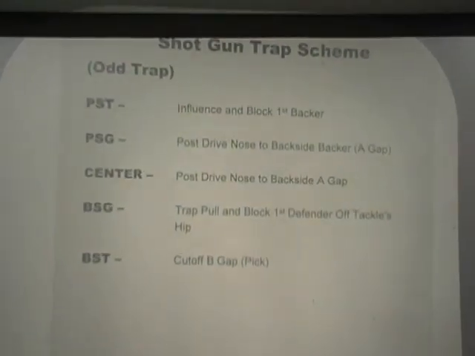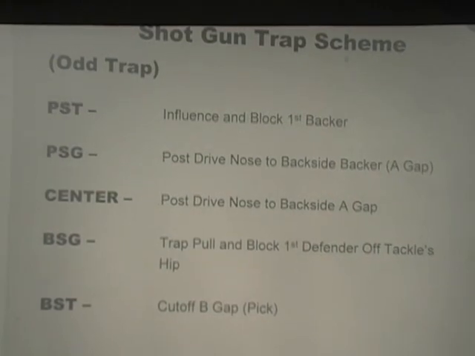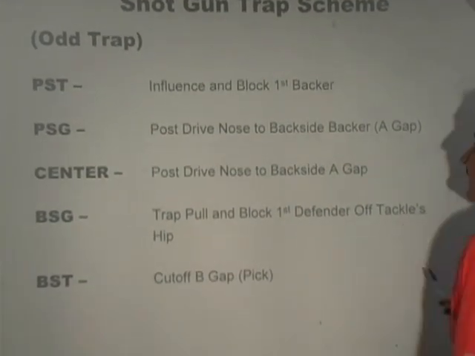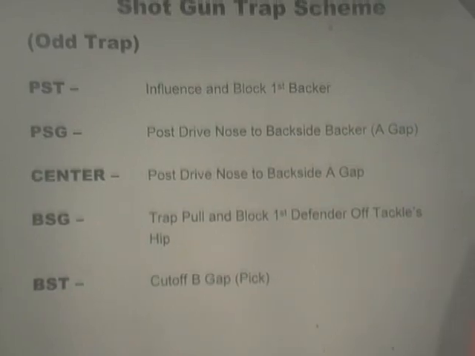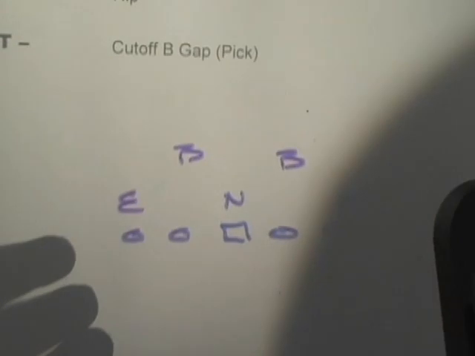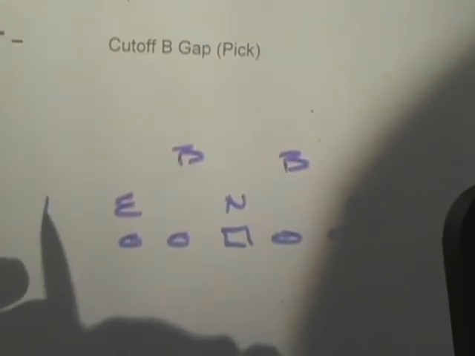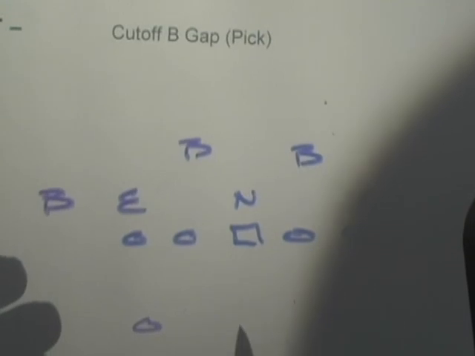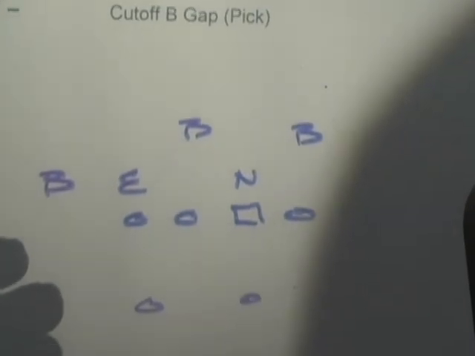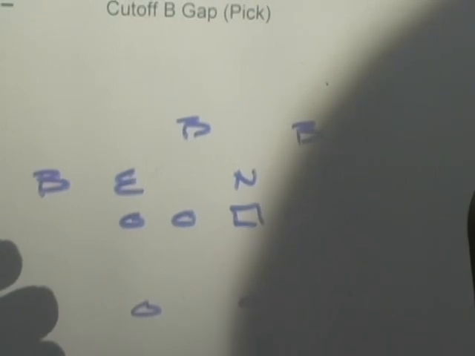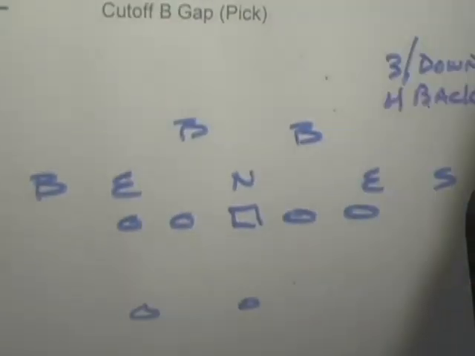Shotgun trap scheme versus an odd defense. All right, first of all, what's an odd defense for us? An odd defense is a defensive structure where the guards are uncovered. And we consider that a 3-4 scheme. 3 down linemen, 4 backers. That's what an odd is.